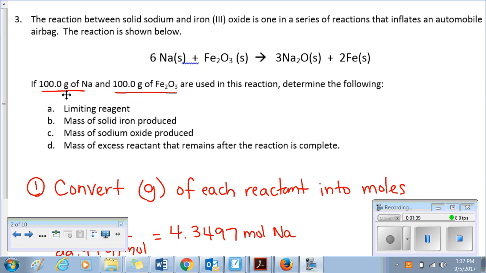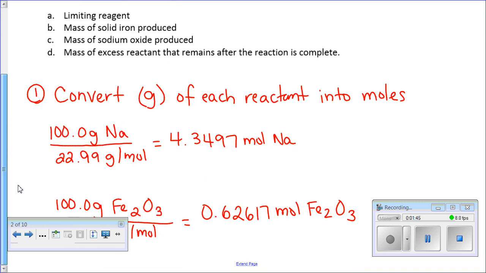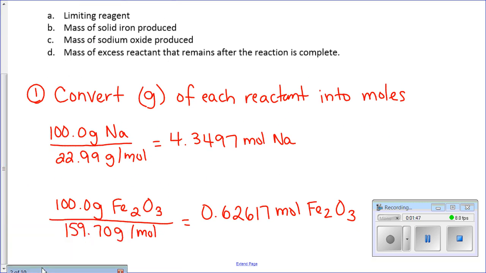So I'm going to take these starting grams of sodium and iron 3 oxide, and I'm going to convert them both to moles. So what I'm really doing is I'm just going to divide by the molar mass of sodium, and I'm going to divide by the molar mass of iron 3 oxide. Okay, and these molar masses here and here were just pulled off the periodic table. So these are my starting moles of sodium, and these are my starting moles of iron 3 oxide.